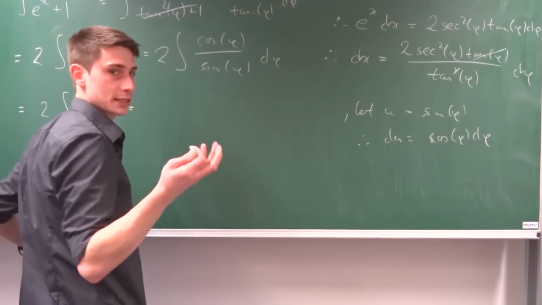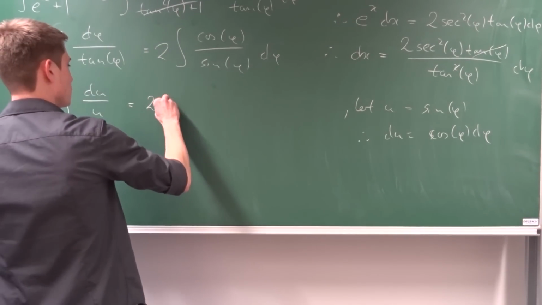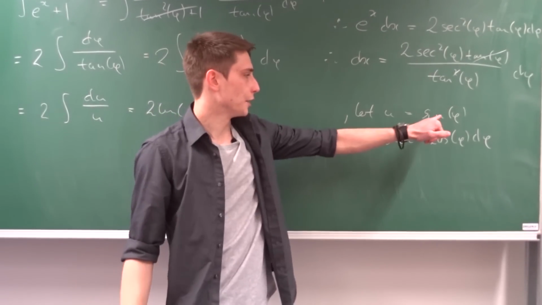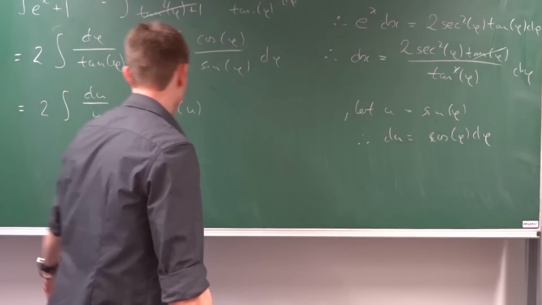We know how to integrate that. That's just natural log. So that's 2 times natural log of u. Well, but what is u? u is nothing else than sine of phi.